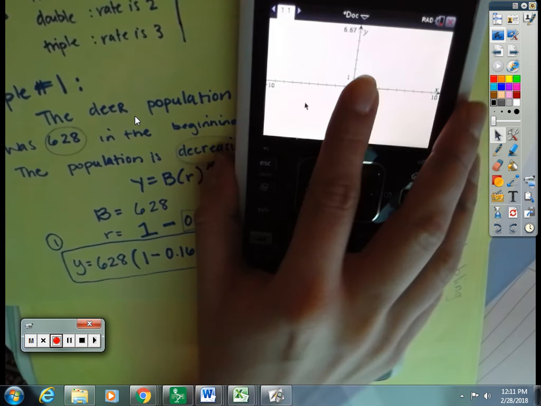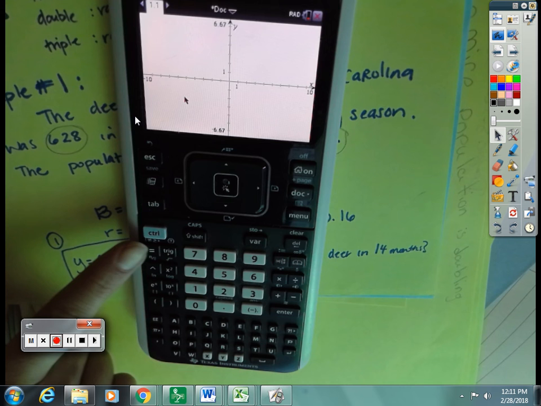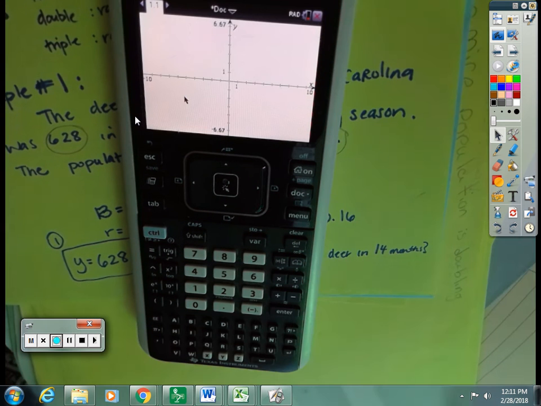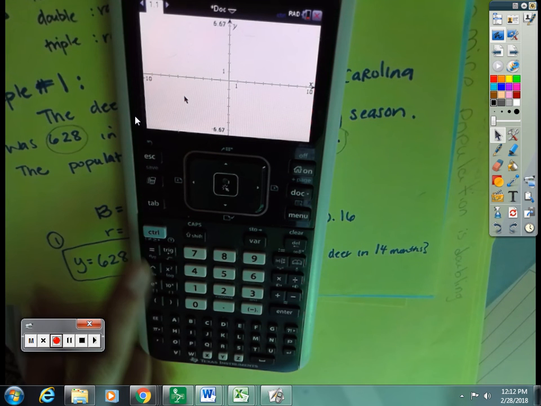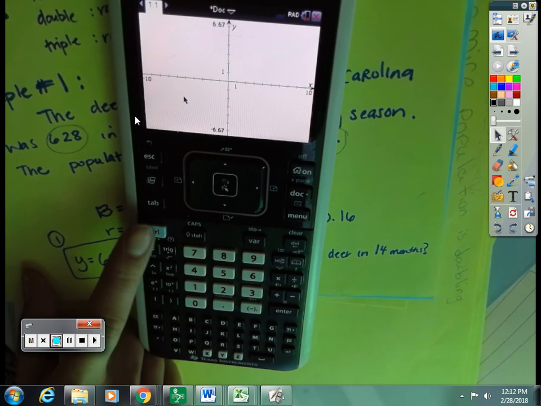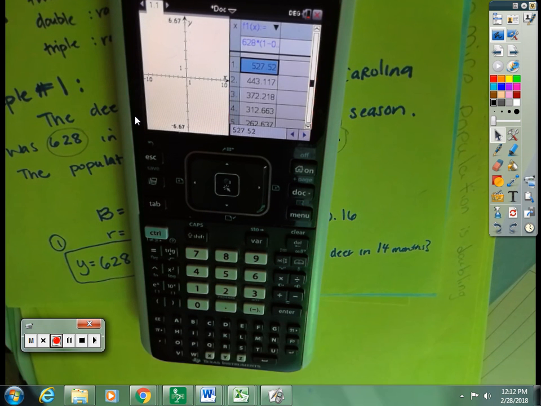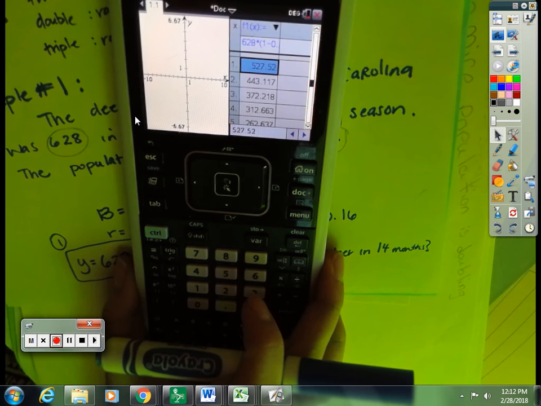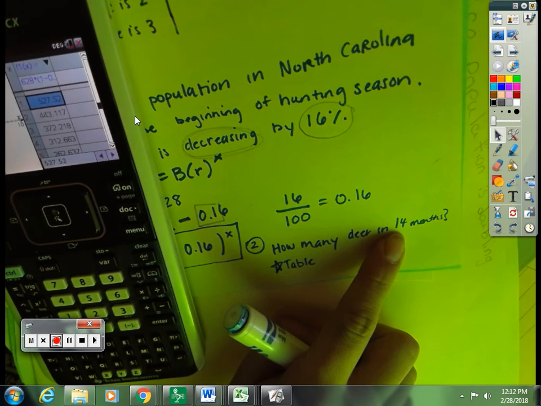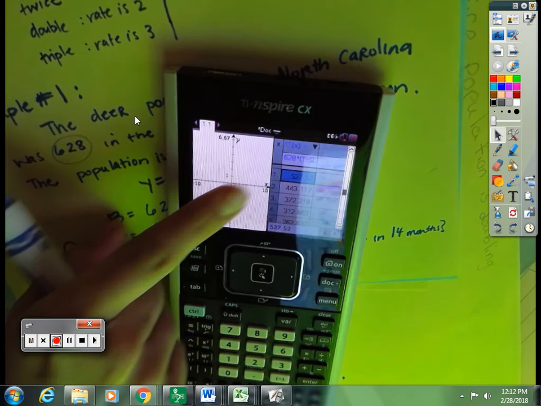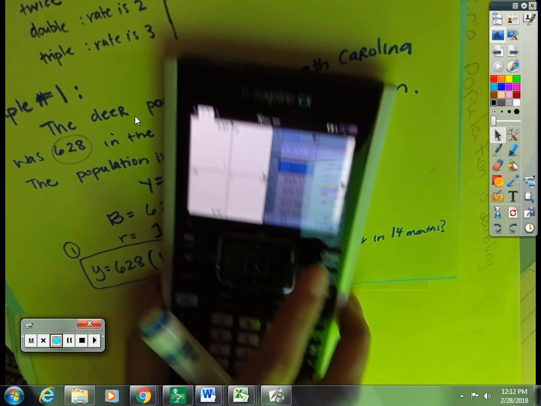So we're going to press Control T. Control, the yellow, and then T. And then you get a table. The problem is asking for 14 months. So this is decreasing each month. So let me show you. I'm going to zoom in so you can know what I'm talking about.